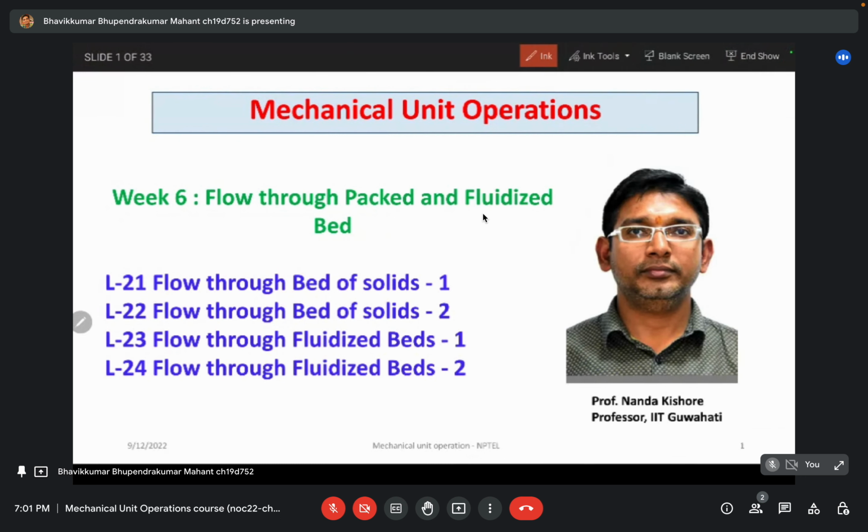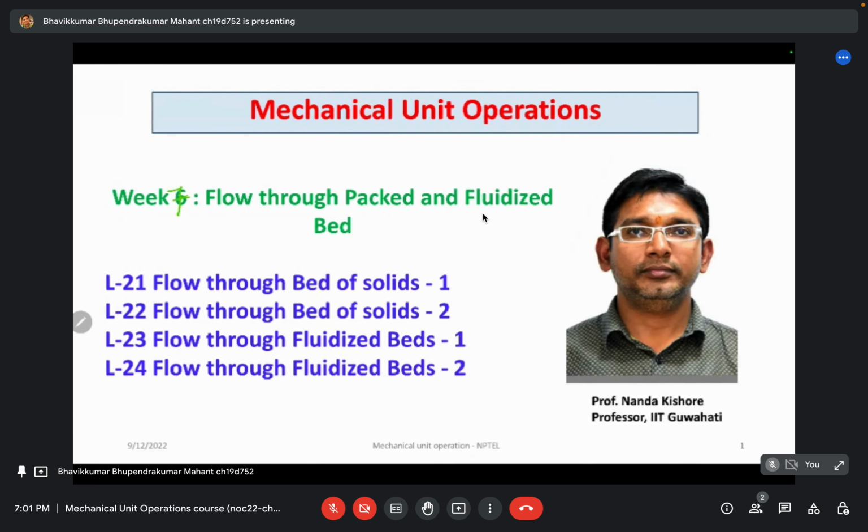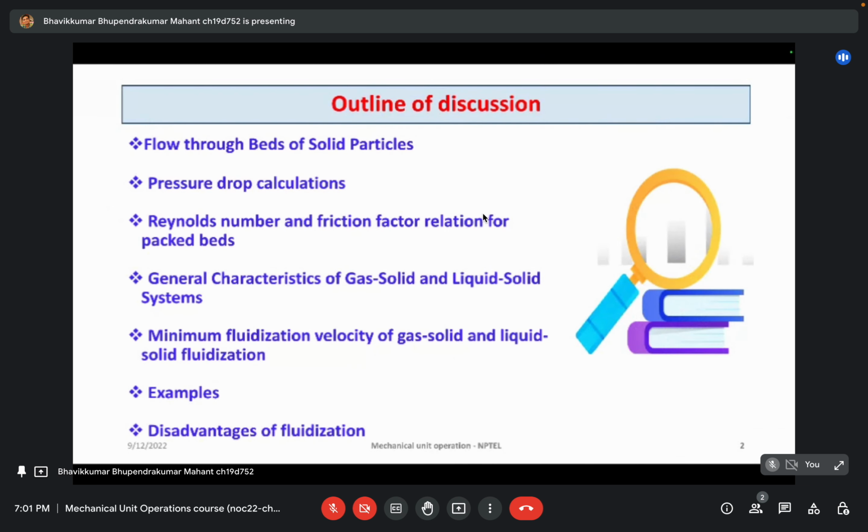Okay, so today is week 7, flow through packed and fluidized bed, and there are 4 different lectures in this week 7 module. 2 are dealing with the flow through bed of solids, or you can say packed bed of solids if you want to go into more detail, and the other 2 are discussing the flow through fluidized beds. Okay, so this is the outline of today's discussion.